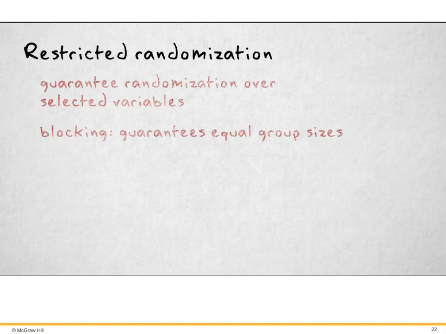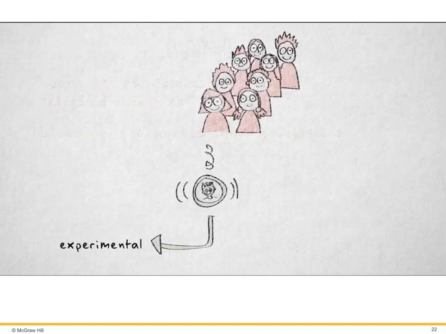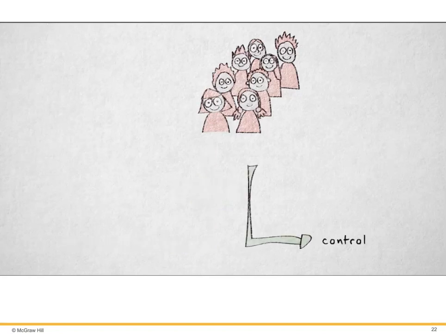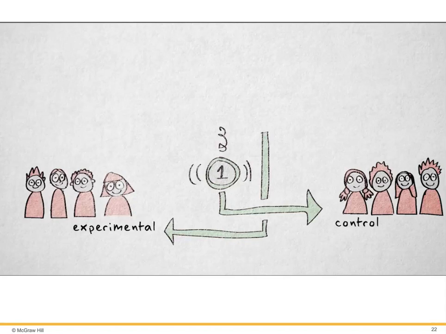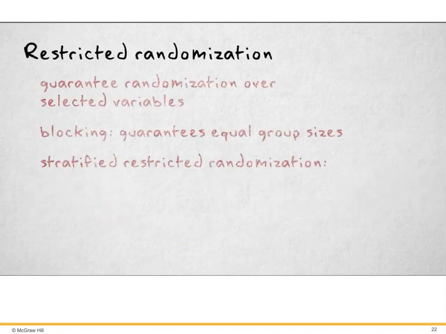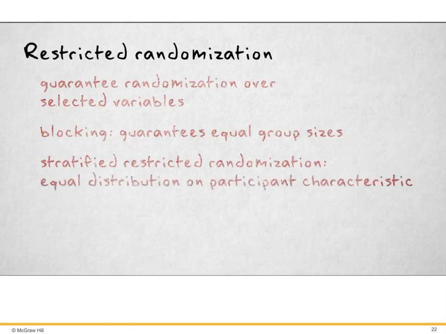We pair children up in blocks of 2 and flip a coin to determine where the first child goes. The second child is automatically assigned to the other condition. Repeat for all children, and if we have an equal number of participants, equal group sizes are ensured. In stratified restricted random assignment, we use the blocks to ensure not just equal numbers, but also equal representation of a specific subject characteristic. For example, equal numbers of boys and girls in each group.